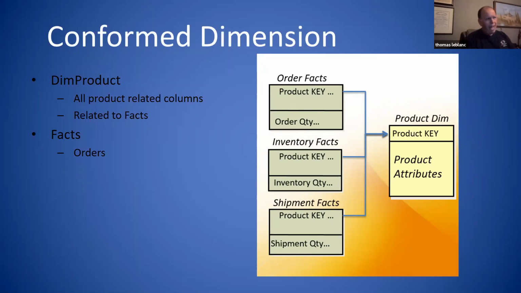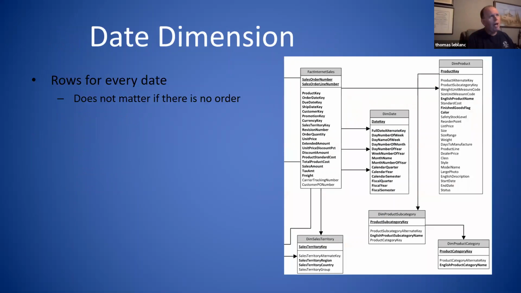We relate it to the facts, and in this case, we have orders, which is our transaction, our inventory, which is like a snapshot, and then our shipments, which is kind of like a snapshot, but maybe bordering on the cumulative type facts. But no matter which fact we create, we have this one surrogate key join to this conformed dimension called the product.